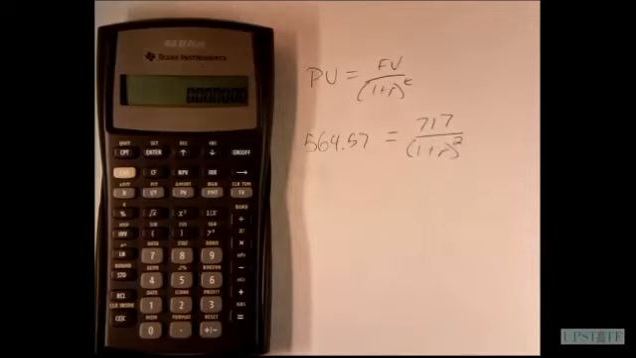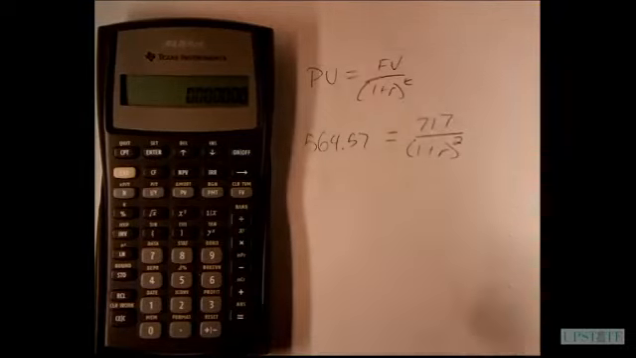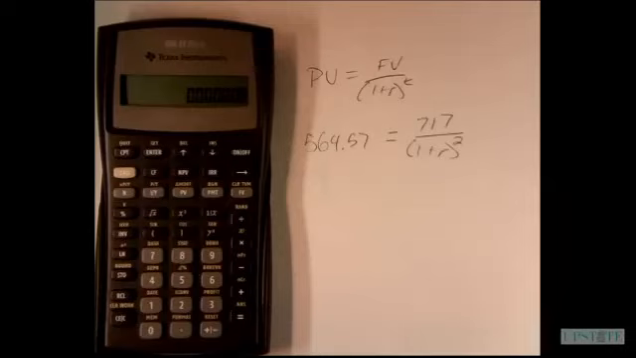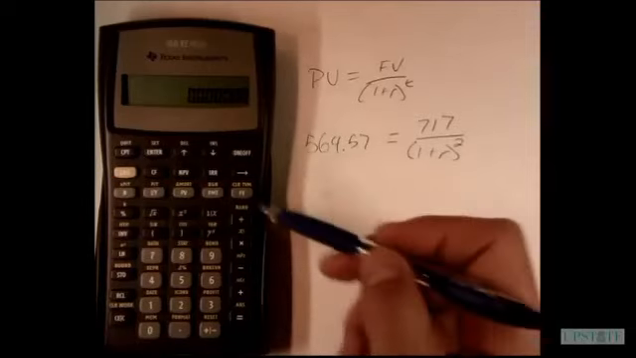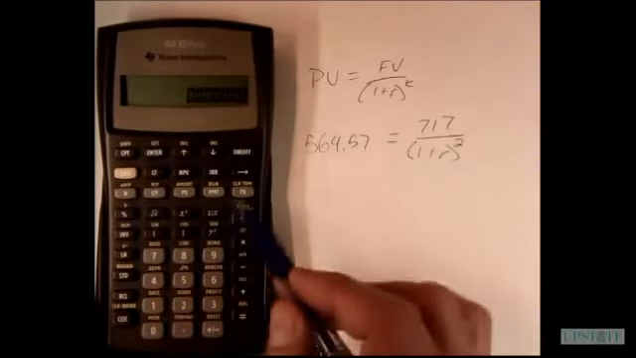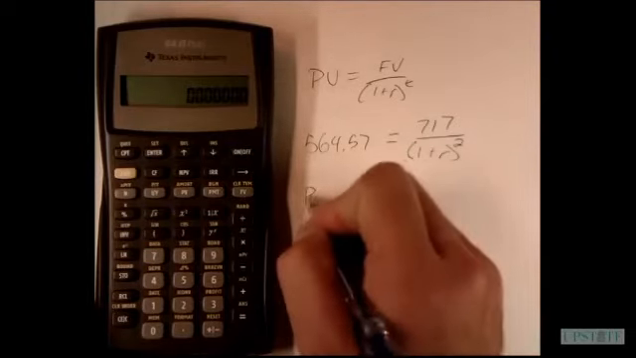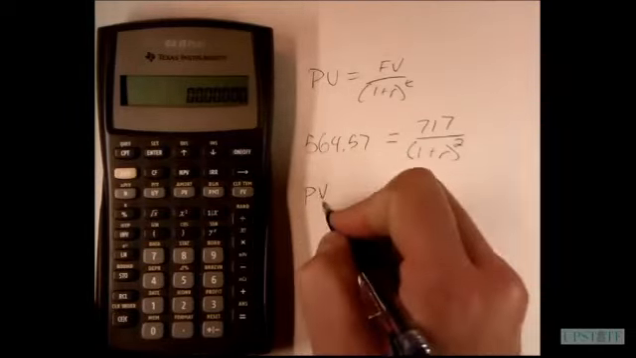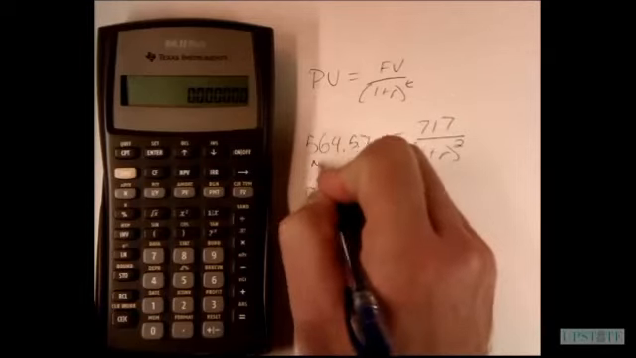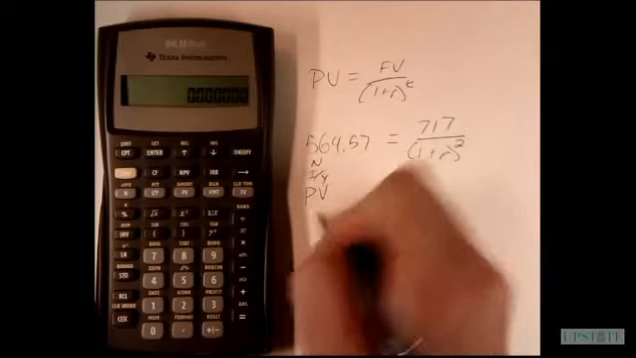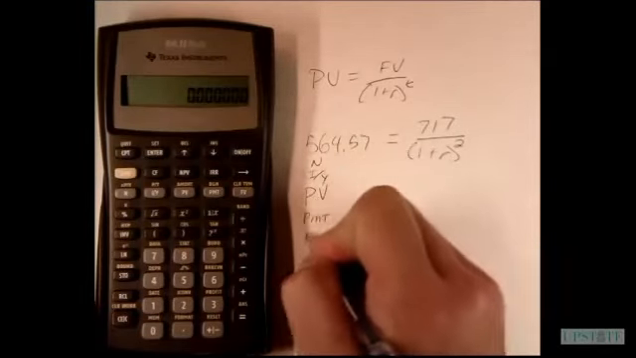Now, of course, we can do this algebraically, and then we can take the square root of both sides and solve for r. And that's a perfectly fine way to do it, but it's a lot slower than using our time value of money functions on the calculator. So what we're going to do here is write all these things down. We have n, I over y, PV, payment, and FV.